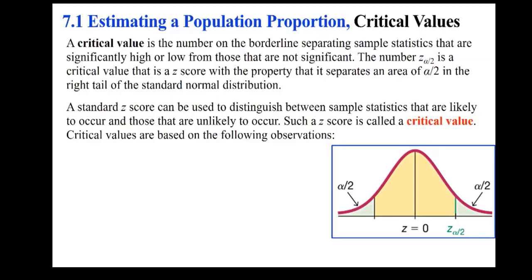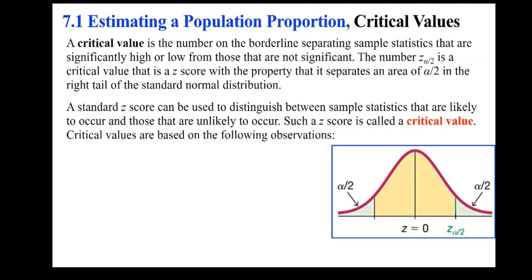Critical value is the number on the borderline separating sample statistics that are significantly high or low from those that are not significant. The number z sub alpha over 2 is a critical value that is a z-score with the property that it separates an area of alpha over 2 in the right tail of the standard normal distribution. A standard z-score can be used to distinguish between sample statistics that are likely to occur and those that are unlikely to occur. Such a z-score is called a critical value.